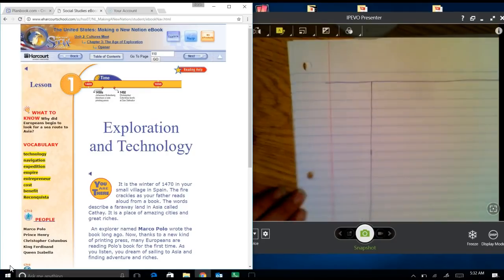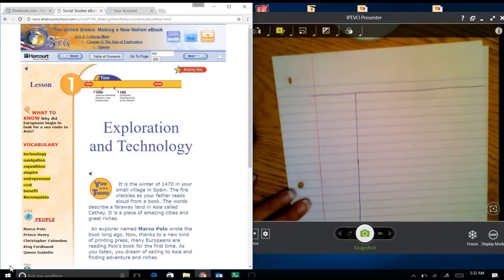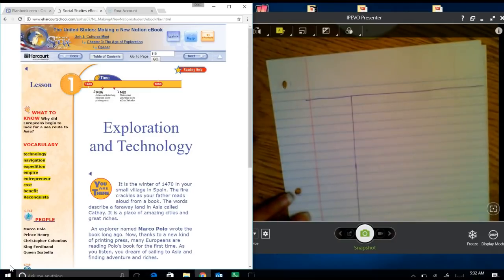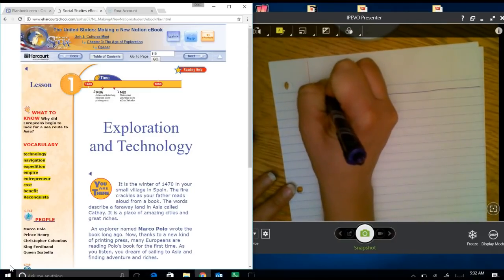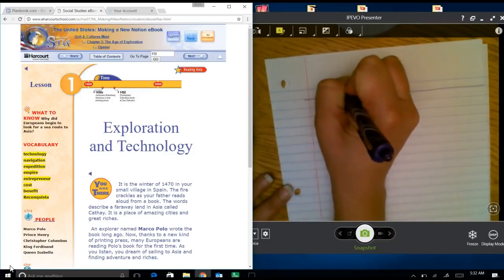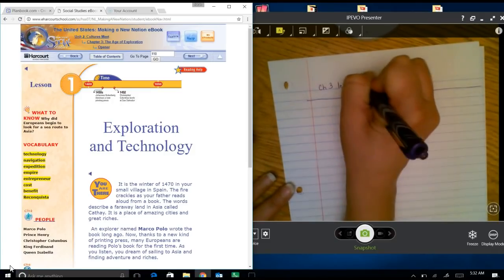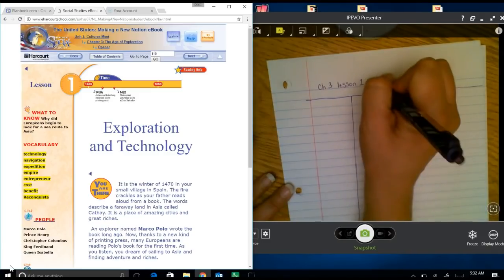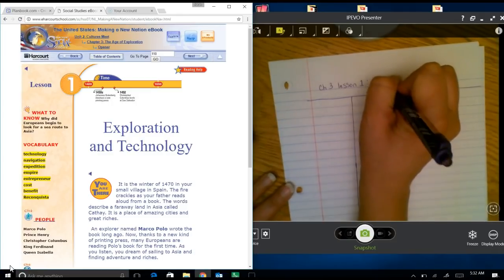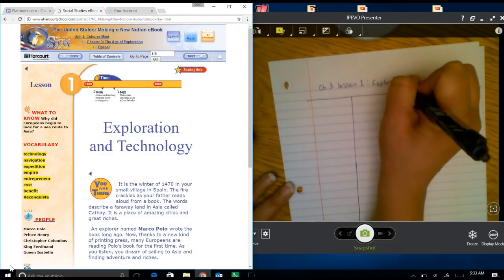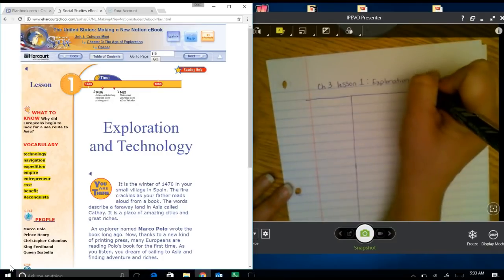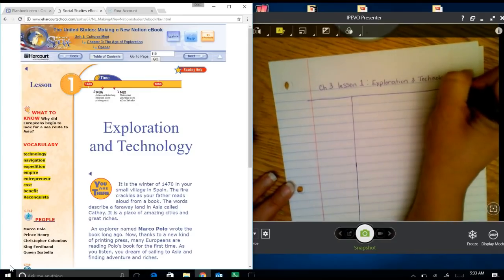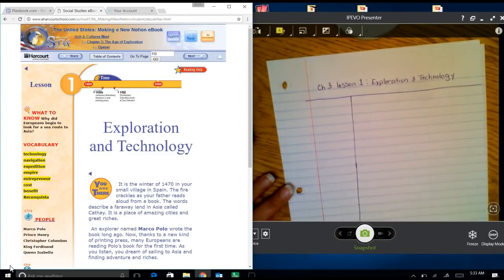Okay. First thing I'm going to do is label my heading. This is Chapter 3, Lesson 1. I think with Social Studies it's very important to make sure to put that each time. So I'm going to start with Chapter 3, Lesson 1. And then I'm going to put the title, Exploration and Technology. Okay, so make sure you get all that down.